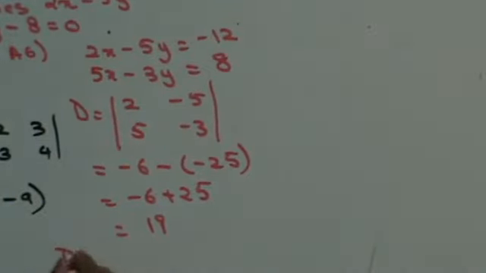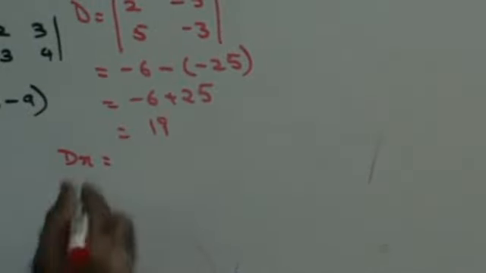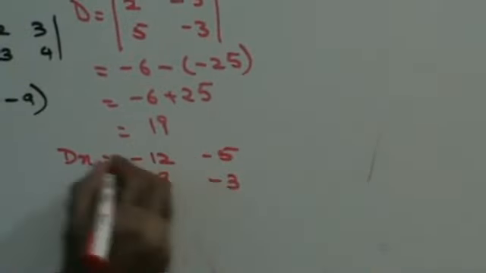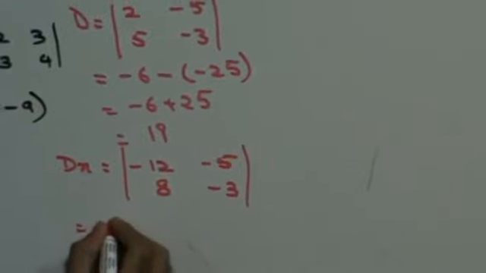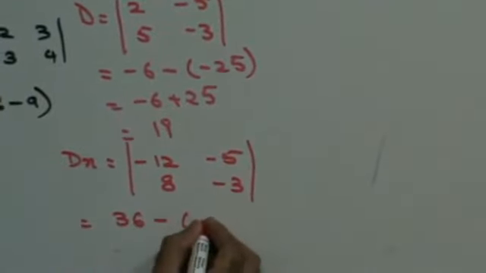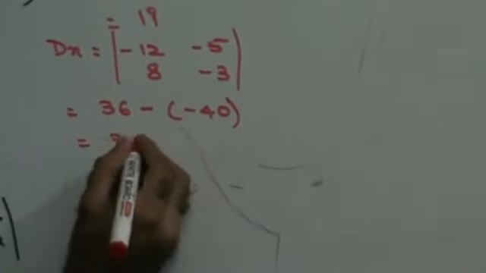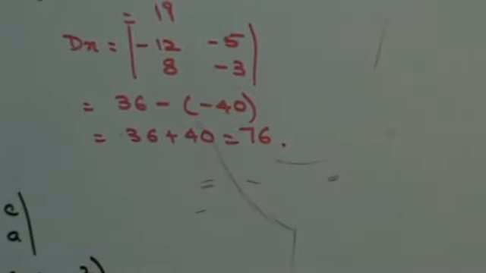Next, you find out Dx. How do you find out Dx, guys? Replace the x coefficients with the right hand side. So minus 12, 8, minus 5, minus 3. Leave the y coefficients as it is. So this is going to be 36 minus 40. So this is going to be 36 plus 40, that is 76.